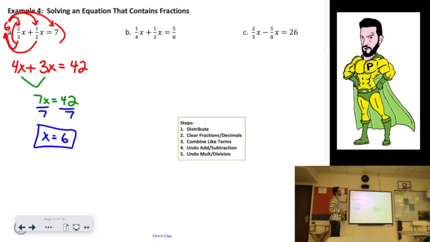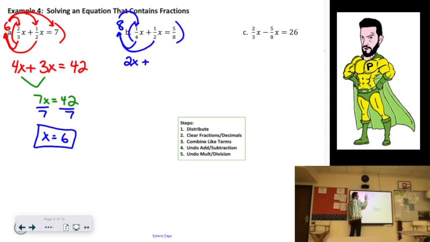Look at the denominators on B. 4, 2, and 8. The common multiple would be 8. That's the smallest number these all go into. If we start in the bottom, 4 goes into 8 2 times. 2 times 1 is 2. So we'll have 2x plus 2 goes into 8 4 times. 4 times 1 is 4. 8 goes into 8 1 time. 1 times 5 is 5.